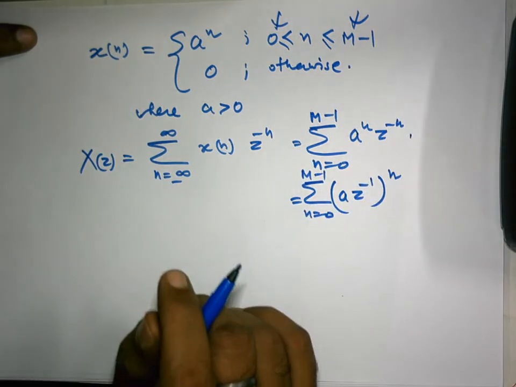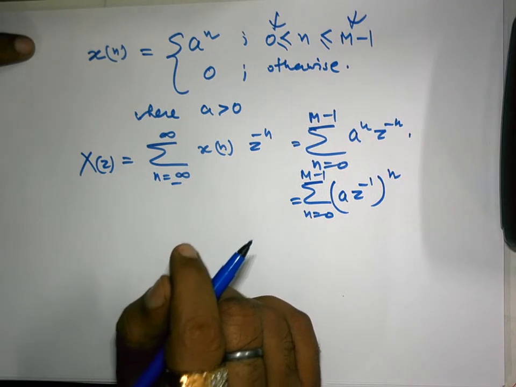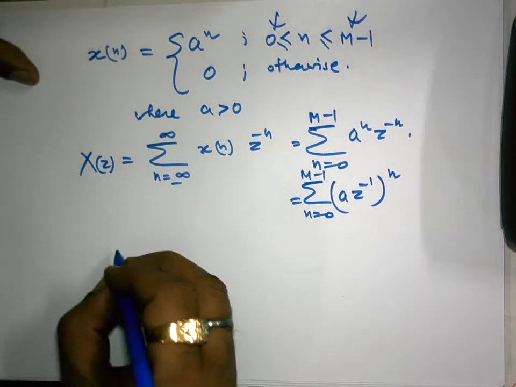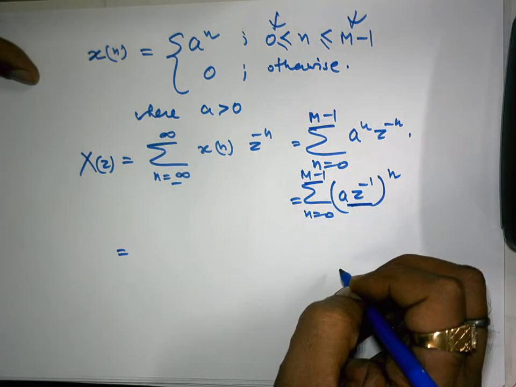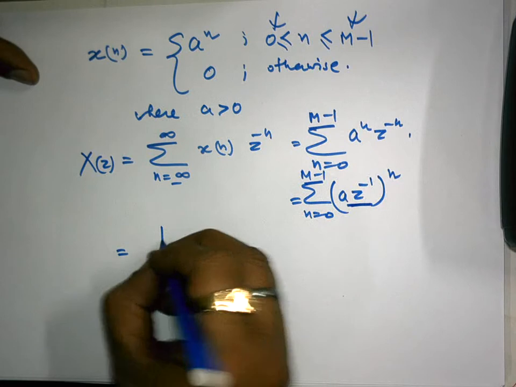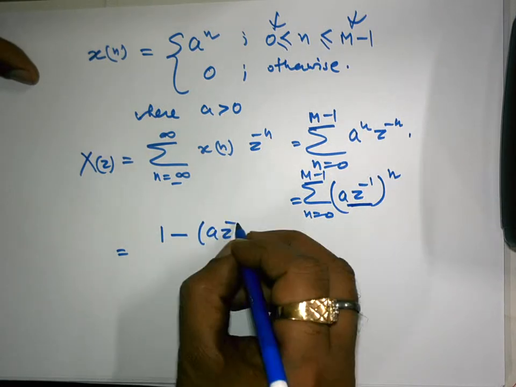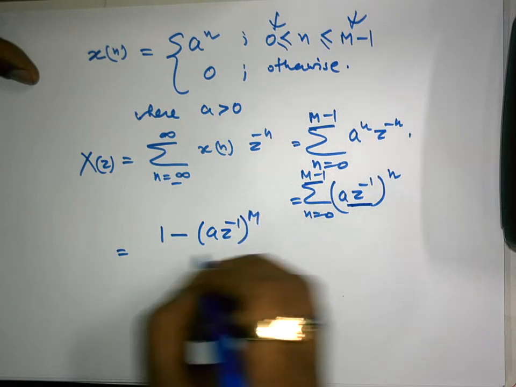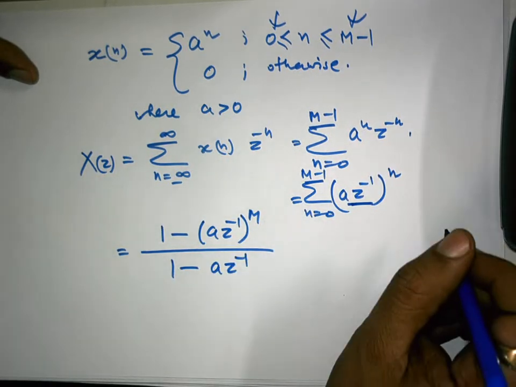So, this is a GP having M terms. For the sum of that GP, which is having common ratio a z inverse and having M terms, you can very easily write down the expression: 1 minus common ratio to the power of the number of terms, over 1 minus common ratio: (1 minus (a z inverse) to the power M) over (1 minus a z inverse). Okay.